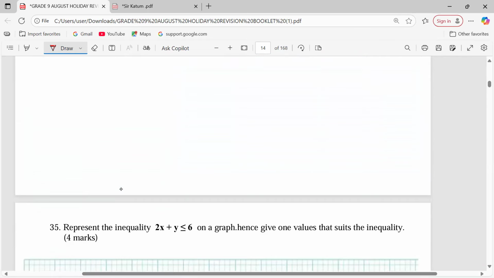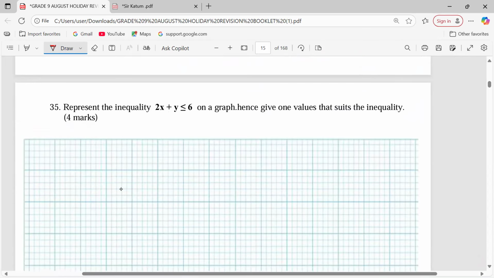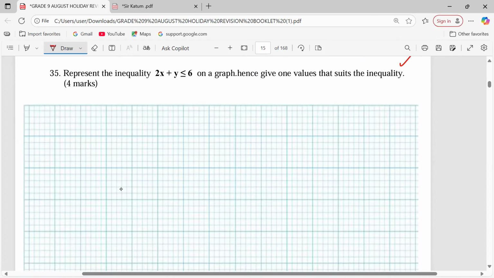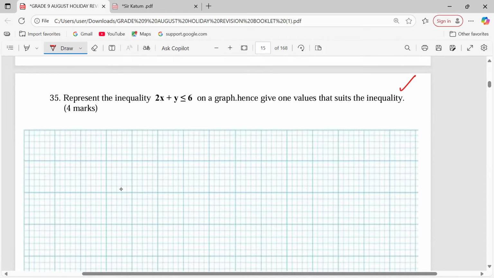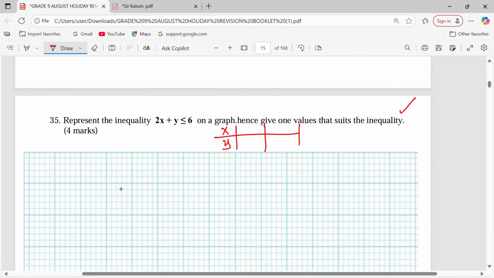We now have to proceed. Look at this. Represent the inequality 2x plus y less than or equal to 6 on the graph. Hence, give one value that suits the inequality. So what you need to do first is to come up with some coordinates where this inequality shall pass.